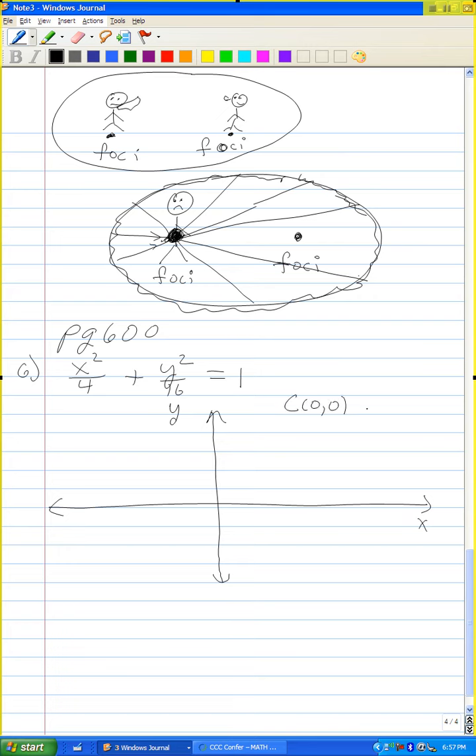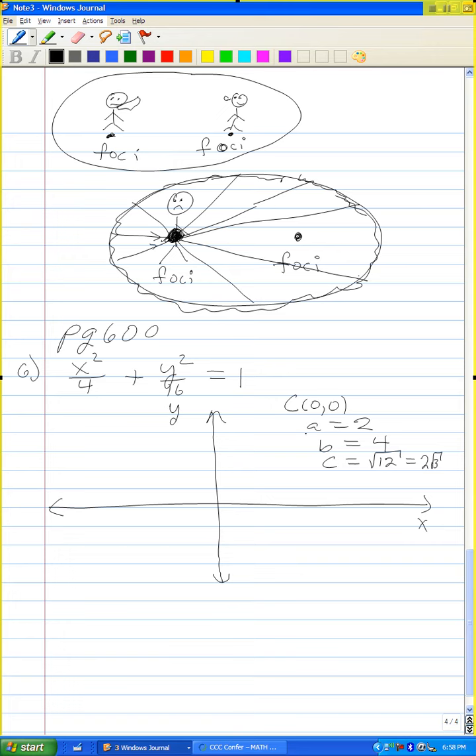And that A is equal to 2, B is equal to 4. The square root of 4 is 2. The square root of 16 is 4. And C, well, you don't really need that, but 16 minus 4 is 12, so it's the square root of 12, which is 2 rad 3.